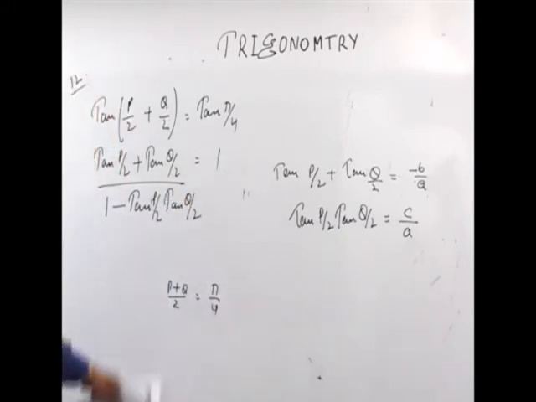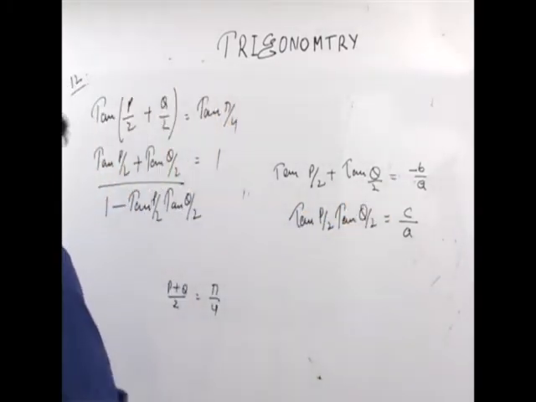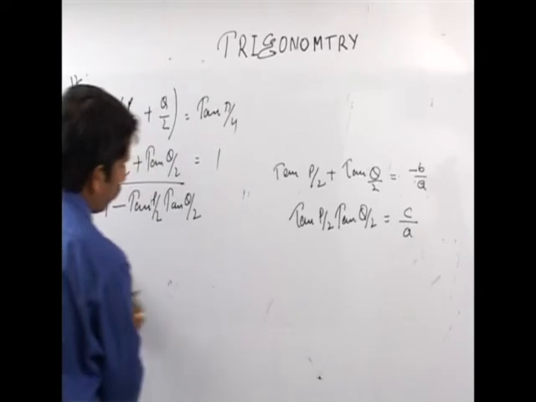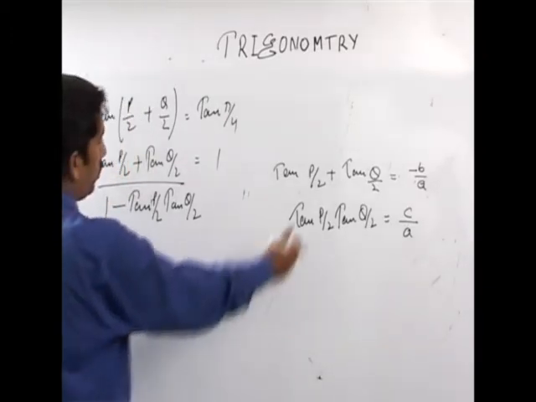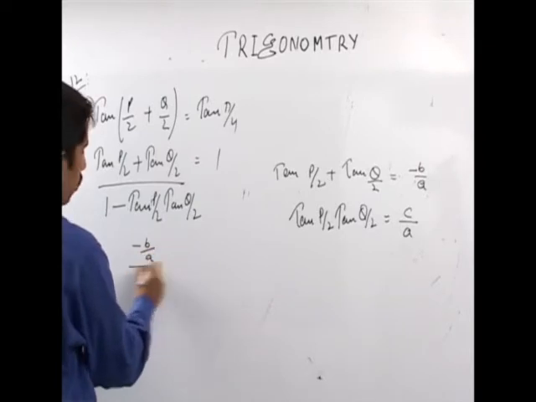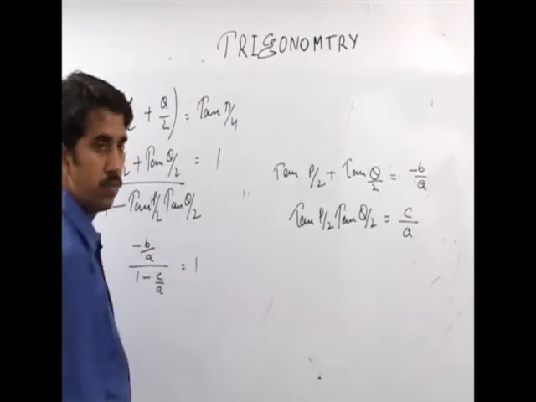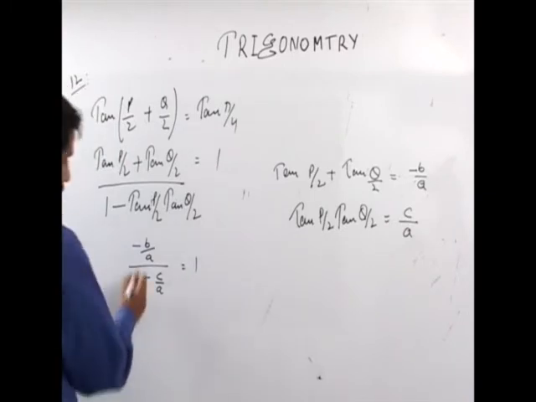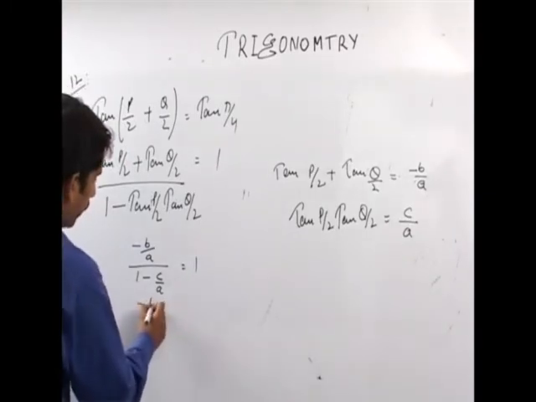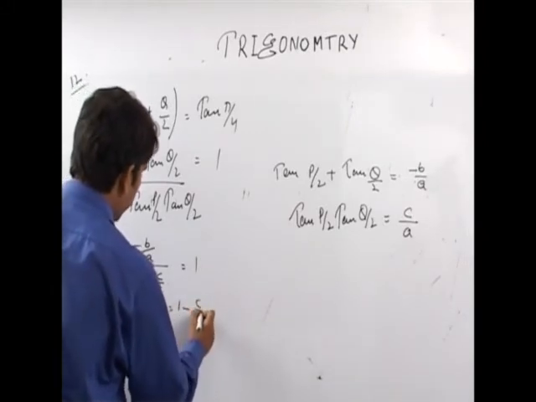Now we are given that tan P by 2 plus tan Q by 2 is equal to minus b over a, and tan P by 2 into tan Q by 2 is equal to c over a. So when you put these values here, you will get (minus b over a) over (1 minus c over a) is equal to 1. Now this is equal to minus b over a is equal to 1 minus c over a.